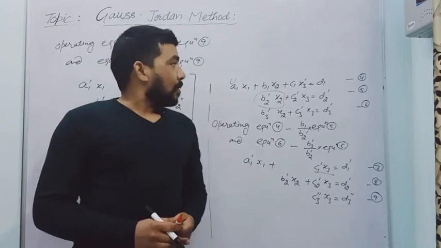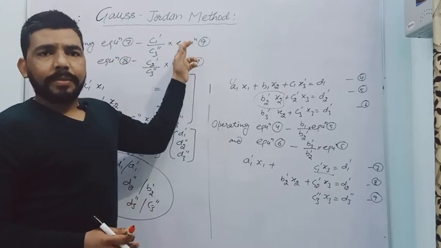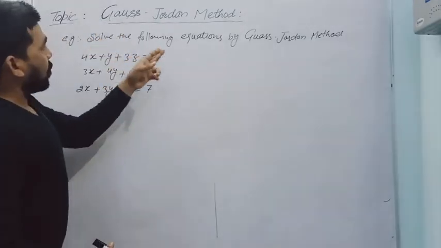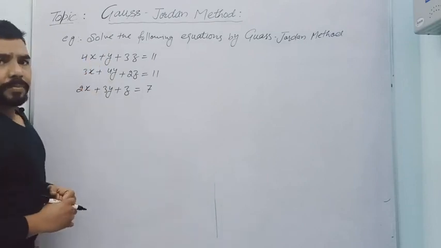So now let us take an example to understand the method. Gauss-Jordan method. Now I consider one example to understand the Gauss-Jordan method. So you have to solve this system of equations by the Gauss-Jordan method.